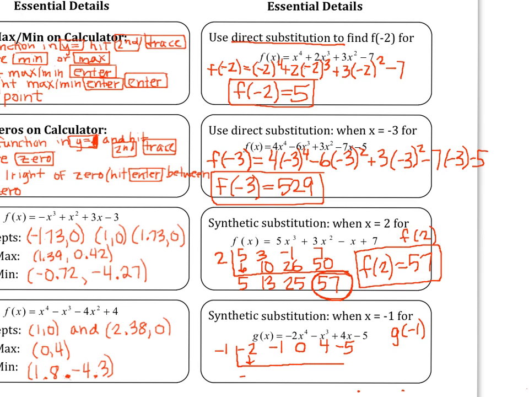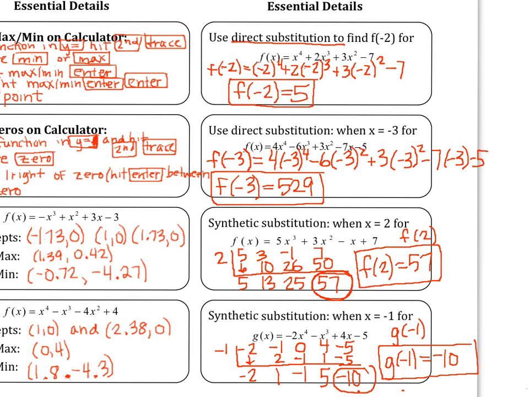So again, this first one's going to drop right down, negative 2. Negative 1 times negative 2 is 2. Negative 1 plus 2 is 1. Negative 1 times 1 is negative 1. 0 plus negative 1 is negative 1. Negative 1 times negative 1 is 1. 4 plus 1 is 5. Negative 1 times 5 is negative 5. Negative 5 plus negative 5 is negative 10. So here's my remainder. So I know that g of negative 1 equals negative 10. So again, a neat little trick there. Instead of plugging everything into our calculator, we can just use synthetic division.